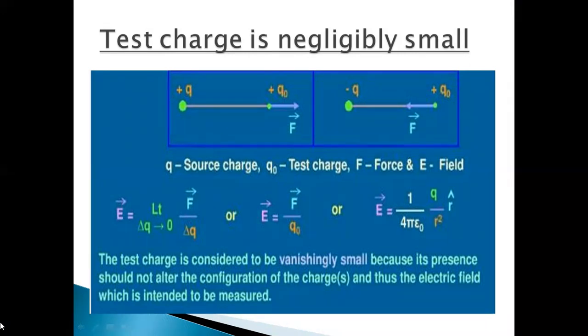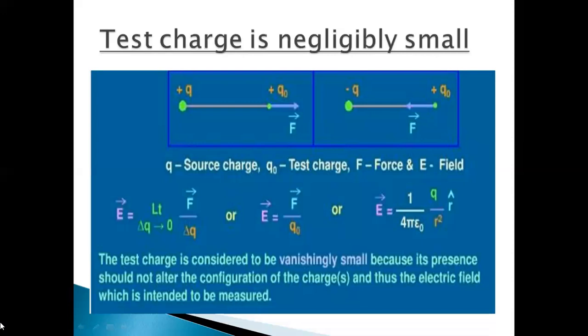Actually, that's not the correct or perfect equation for electric field. It is not perfect, because if Q0 is large, the field of the test charge varies the field of the source charge. So we want to consider Q0 to be very small, negligibly small. The test charge is considered to be vanishingly small because its presence should not affect the configuration of the charge and thus the electric field which is intended to be measured.